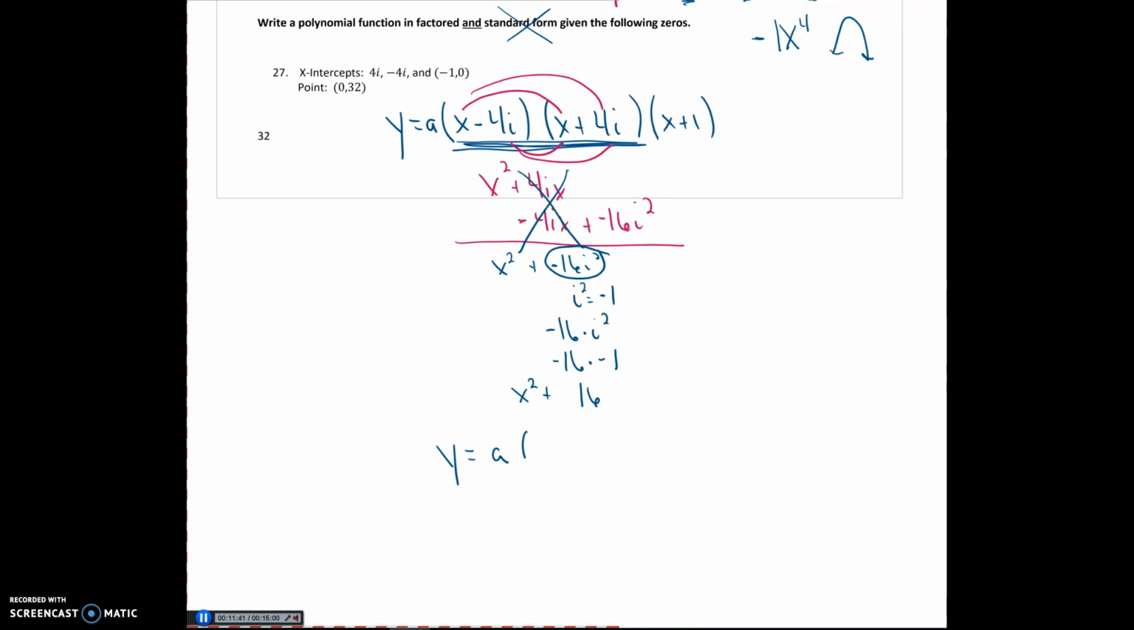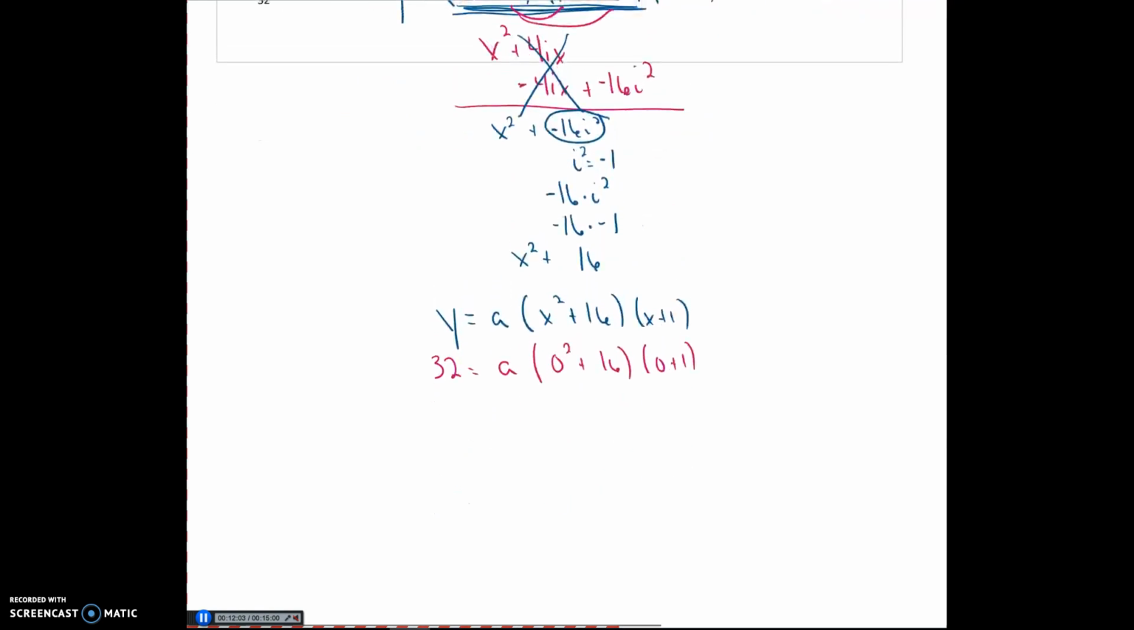So this is what we're going to work with now. y equals a, and now we've turned that into x squared plus 16 and x plus 1. Now I'm going to take the other point, and I'm going to make this be my x and y, and put it in the equation. So y will get 32. A I'll figure out. X will be 0. And now just continuing on with the math. This will give me 16. That'll give me 1. And when I multiply that, this becomes 16a, and now a is worth 2.